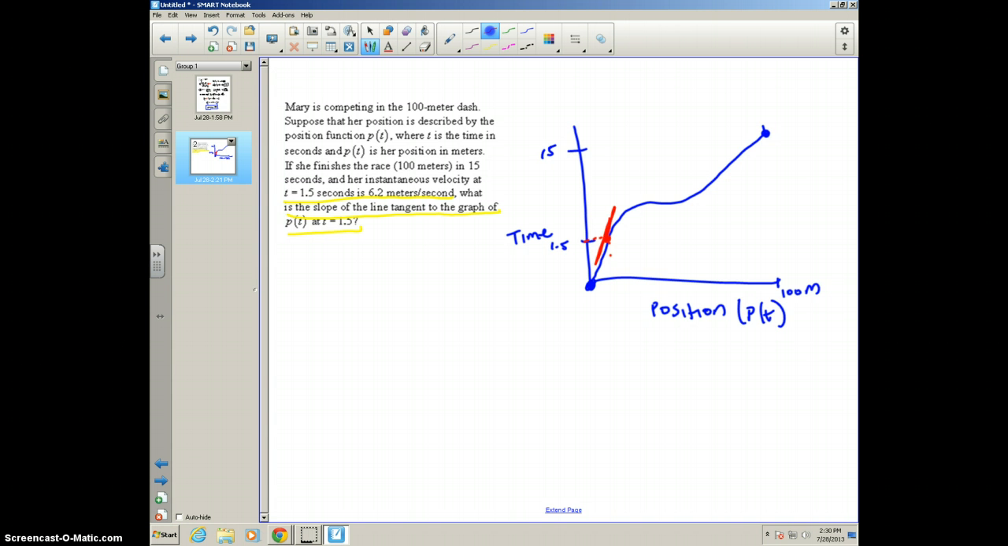But the thing is that they've given us the speed. It's 6.2 meters per second. So that is the answer. 6.2 meters per second, because it is given to us.